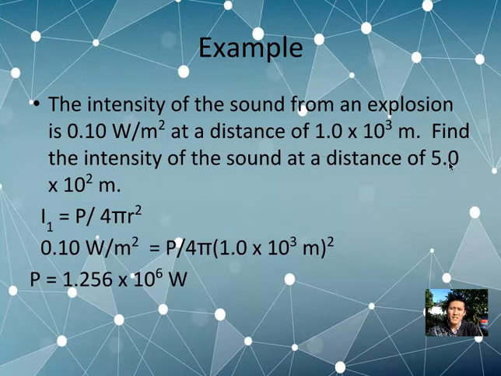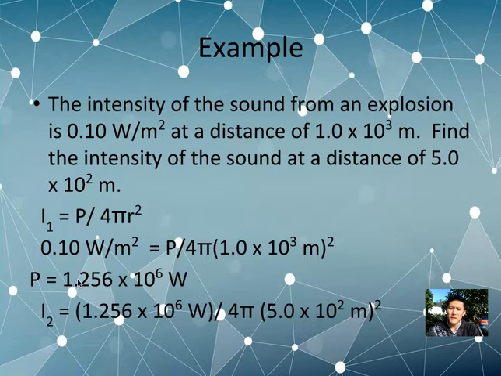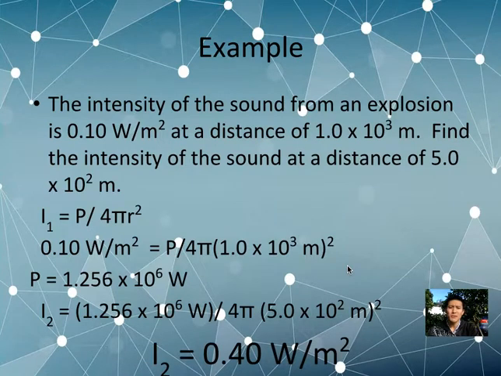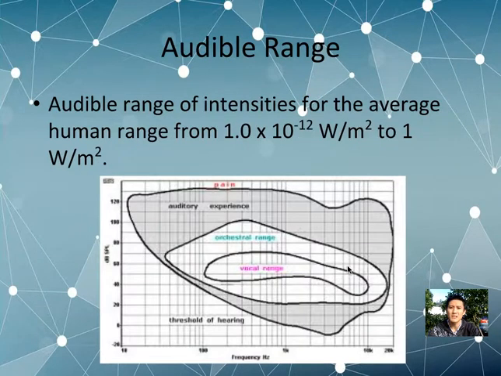But then we want to find the intensity at a distance a little bit closer. So it's a two-step problem, and we plug it back into our equation again, except this time we plug in for power, and we're going to find a new intensity and compare it to the first intensity. So we take our power from that last equation, divided by 4 pi times the new distance squared, which is 5 times 10 squared, so 500 meters away. You plug that into your calculator, and you would come out with 0.4 watts per meter squared. So that's how much power is exerted upon that area at that distance away. Okay, so that's what we're calculating for intensity.